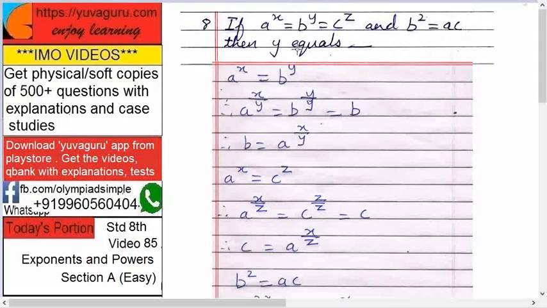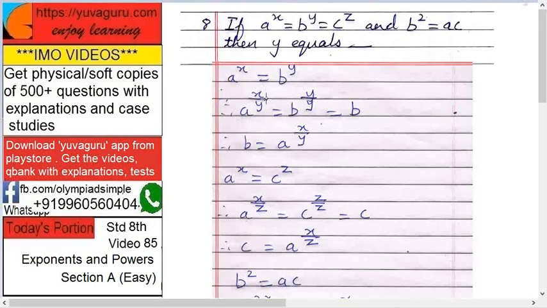Now these problems you will have to practice only. There is no logic or anything to this, just practice. So a raised to x equals b raised to y. We have to convert this to b, only b raised to y. So a raised to x upon y means take the yth root of both the sides.